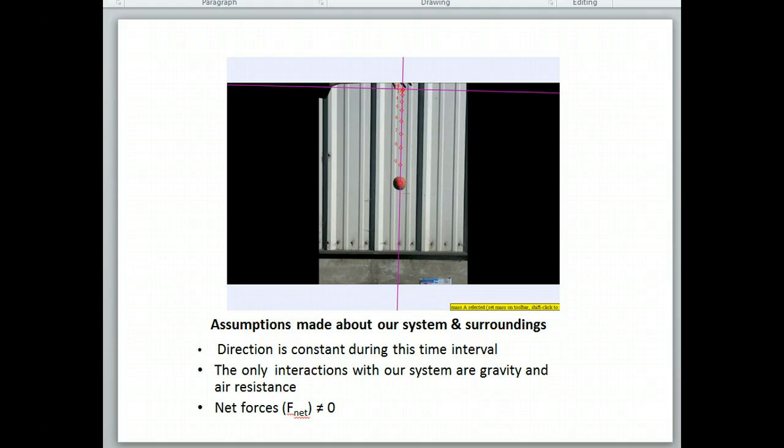Assumptions that we made about our system and surroundings is that the direction is constant during the time interval of our experiment. The only interactions with our system are gravity and air resistance, and net force is not equal to 0.